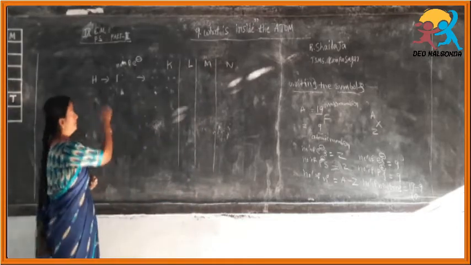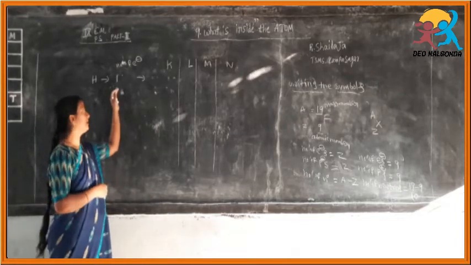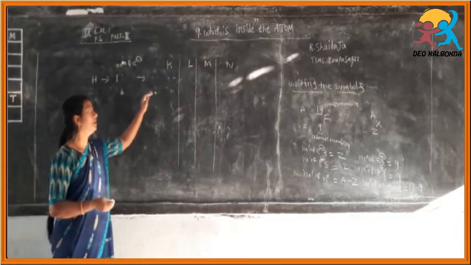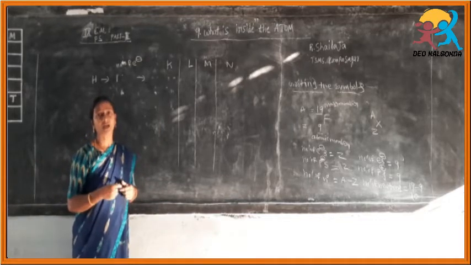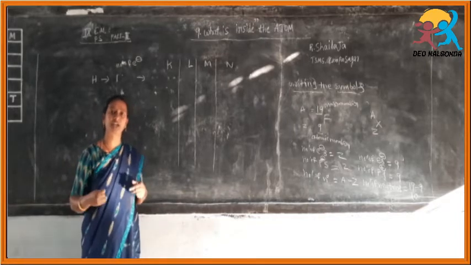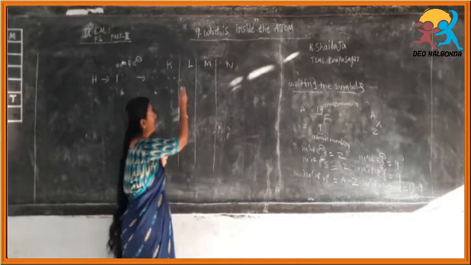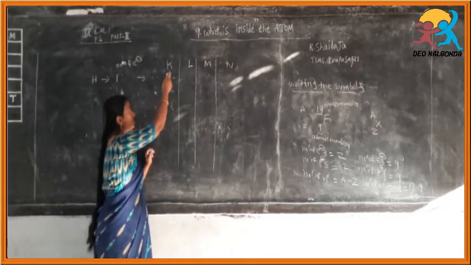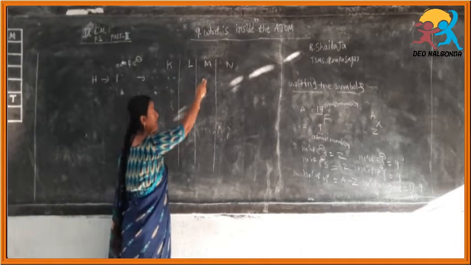Okay, hydrogen has one electron, and that one electron goes to the K shell. There is a law: first we fill the low energy shells, then we enter the next energy levels. Which shell is K, L, M, N? The K shell is near the nucleus, so it has less energy. The next shell is L, so the next energy level is L.